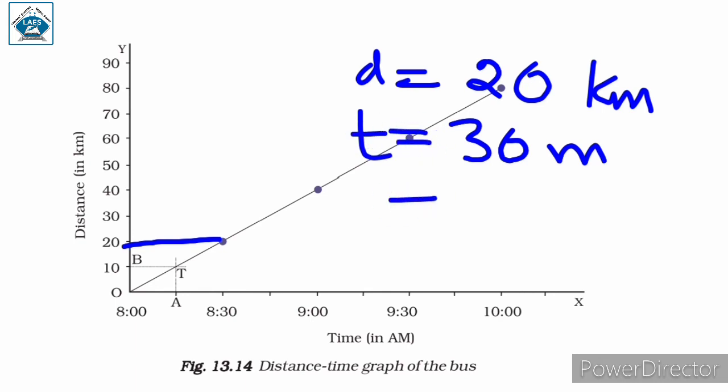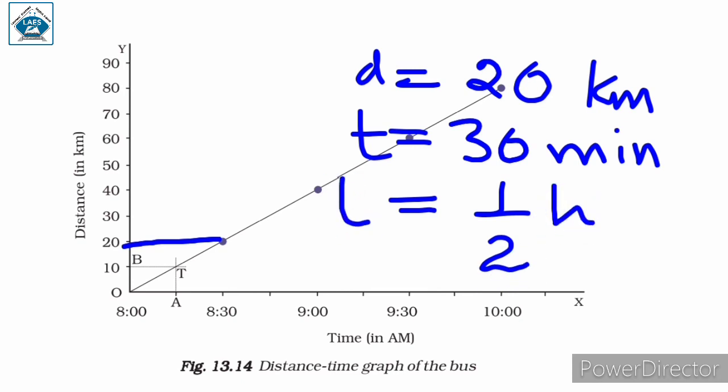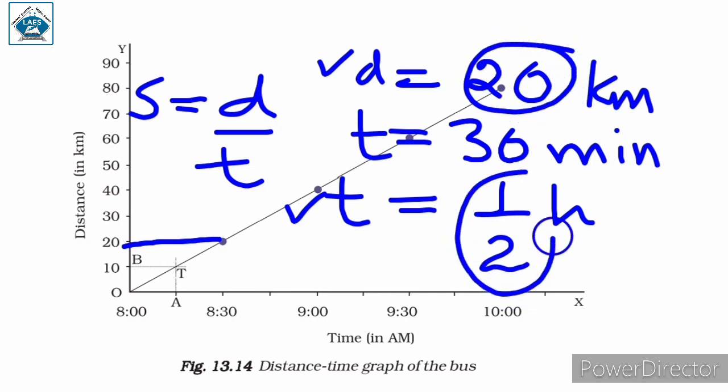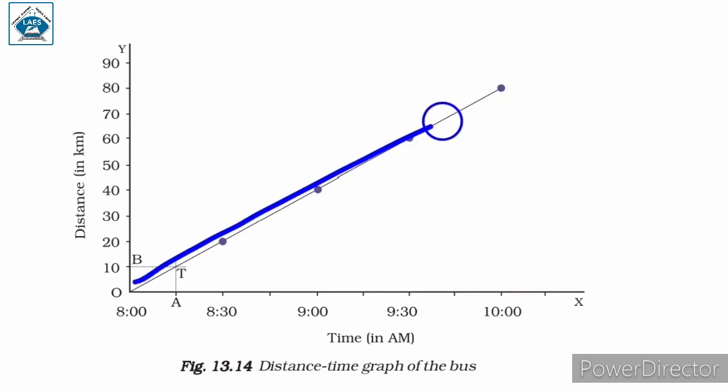So here we can convert this into hours because this is in minutes. We are going to convert this into hours. 30 divided by 60, which is equal to 1/2 hour. So this is the time taken. We know the distance, we know the time. The formula for finding the speed is equal to distance covered upon time taken. So here we will simply divide 20 by 1/2 to find the speed of the bus. Once again I am repeating, here the speed is constant.